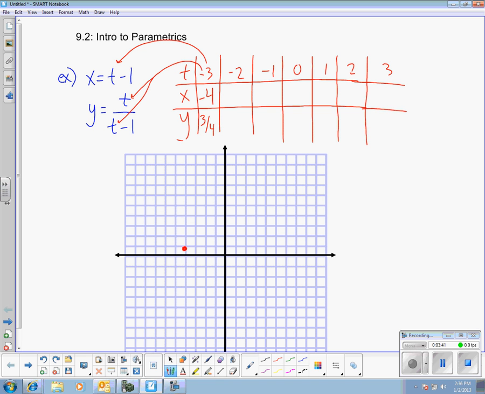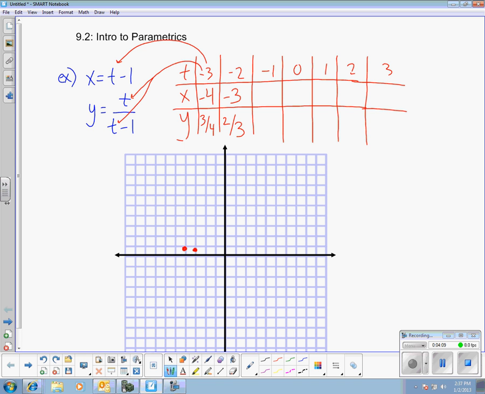All right, negative 2. When I plug in negative 2 for x, I get negative 2 minus 1, or negative 3. And when I plug it in for y, I get negative 2 over negative 3, or 2/3. So negative 2 gives me negative 3, 2/3. So there's negative 3, there's 2/3, just a slight bit lower than 3/4 was. All right, so I think you get the idea. You plug in the t's, each t creates an xy point, and you connect dots.